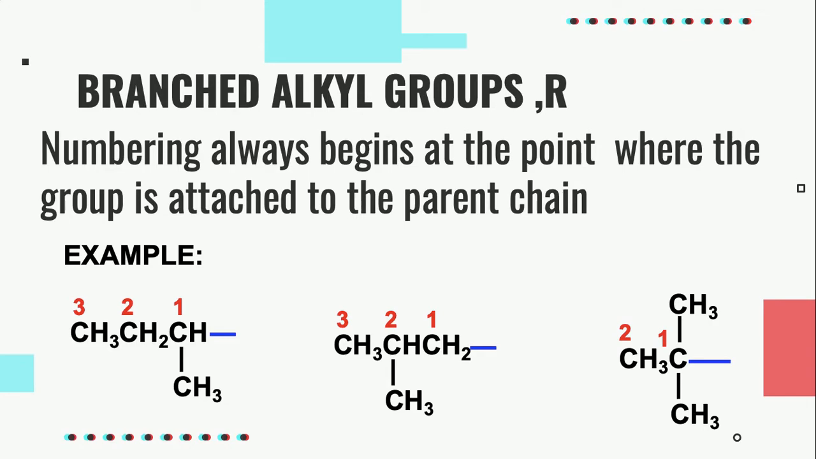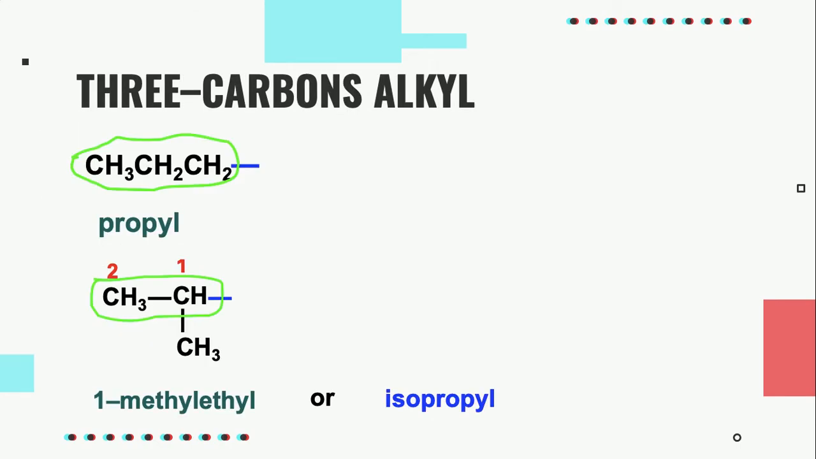In a compound with a branched alkyl group, numbering always begins at the point where the group is attached to the parent chain. In this video, the blue bond represents the bonding between the alkyl group and the parent. For a 3 carbons alkyl group, the straight chain branch is called propyl, while the 2 carbons chain branch with a methyl branch is called 1-methylethyl. Note that ethyl is like a subparent for methyl. The common name of it is isopropyl.